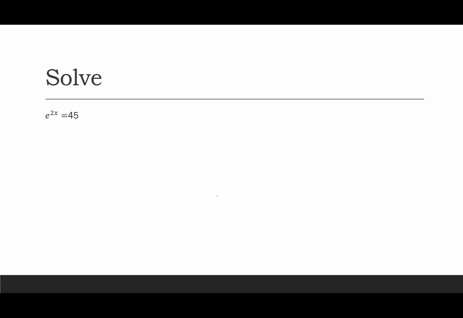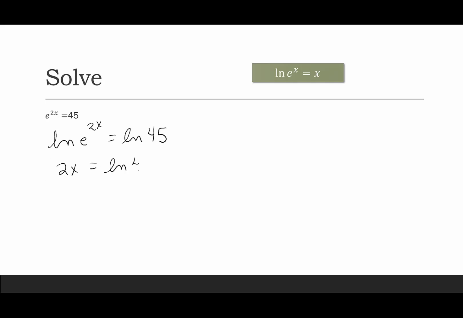Let's do another one. Solve e to the 2x is 45. Again, I'm thinking the natural log of e to the x is x, so I'm going to take the natural log of both sides. The natural log of e to the 2x equals the natural log of 45. So as long as I do the same thing to both sides, I haven't changed the value. The 2x comes down, so now I have 2x equals the natural log of 45. I need to divide by 2, so I have the natural log of 45 over 2. This again is the exact answer.